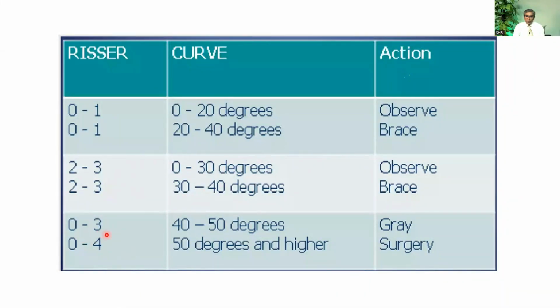So Risser 0 to 3, 40 to 50 degrees. So it's a bit of a gray area. You can either observe or brace, but in our practice, we naturally put a brace on. And Risser 0 to 4, still, if it is more than 50 degrees, best manage with surgery.